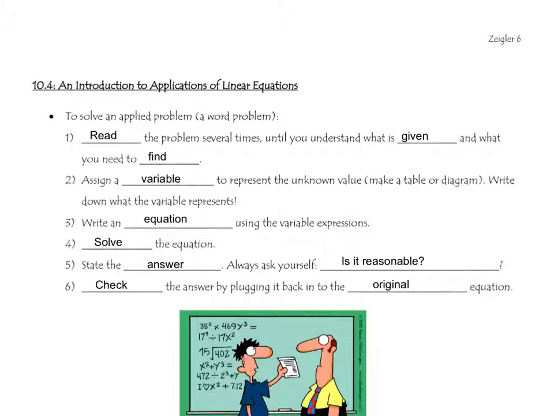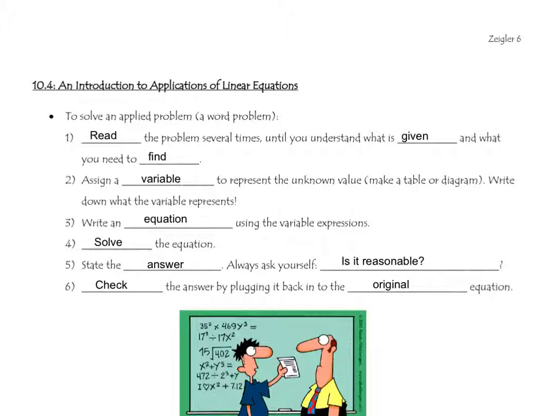Okay, if you took 306, you are familiar with this. It is the process for solving an applied or word problem. Your first step is to read several times until you understand what you're given and what you need to find. Sometimes you need to draw a picture or draw a table to organize the information. Your second step is to assign a variable to represent what you don't know. And be sure to write down what the variable represents. Like if you're trying to find the cost of apples, write down X equals cost of apples. Third step, write an equation using the variable expressions.